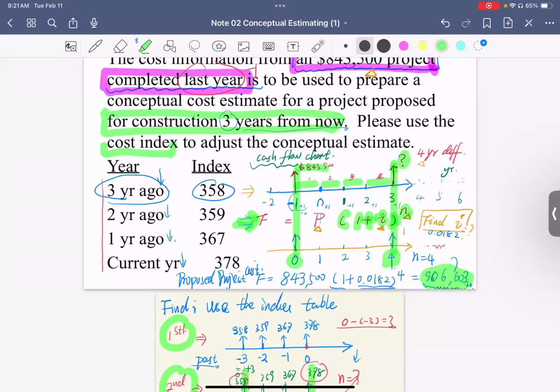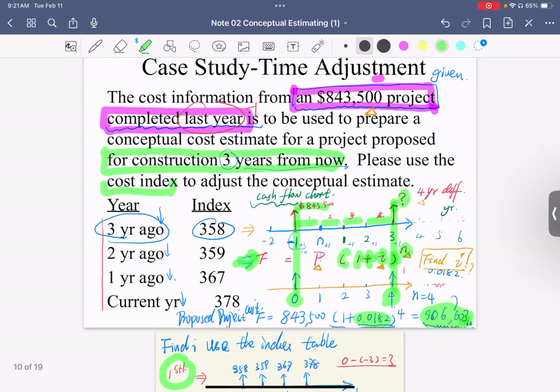Yes, the number I had gotten was 906, 908. I got you, because you're using a bigger number over here and then increasing it. So that's fine. So that is the time adjustment. The time adjustment, I think, is a challenging one.